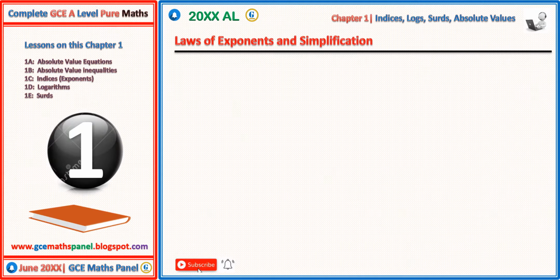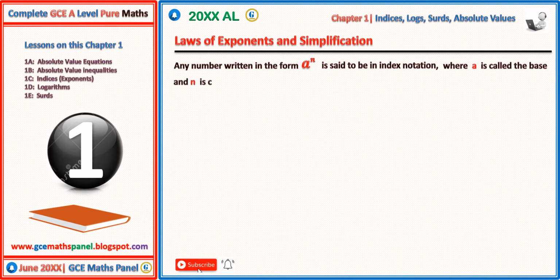Laws of exponents and simplification. Any number written in the form a to the power n is said to be in index notation, where a is called the base and n the power or the index or the exponent.